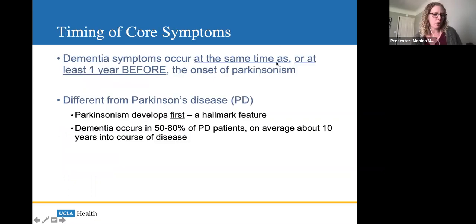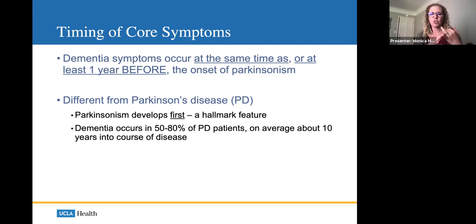One of the things with Lewy body dementia is that people with Parkinson's disease in the later stages could develop a dementia. So which came first, the chicken or the egg? Is this Lewy body or is this Parkinson's related dementia? The key definition is the timing of the symptoms. For people with Lewy body dementia, their dementia type symptoms occur at the same time or at least a year before the onset of the Parkinsonisms.